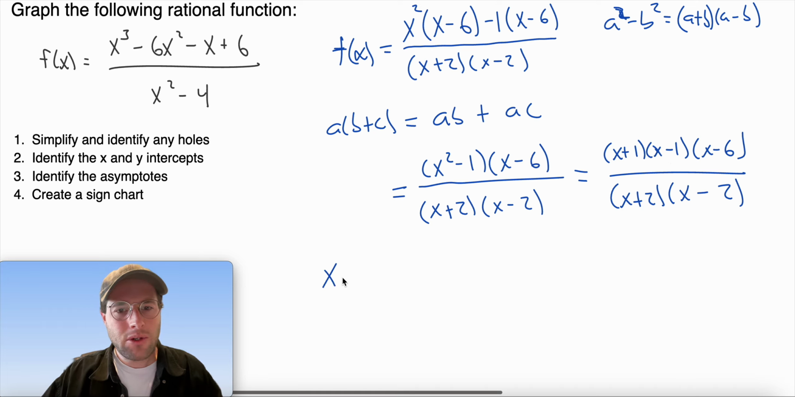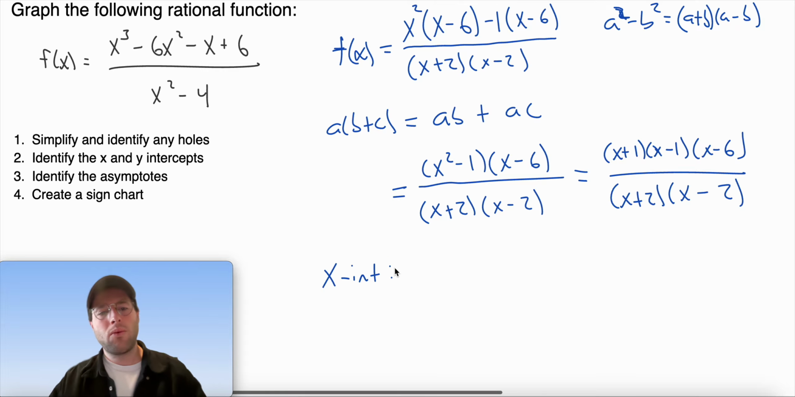Now the x-intercepts are going to occur when y equals 0. And so looking at the factored form right here, y will equal 0, or f of x will equal 0, when our numerator is equal to 0. And in order for that to be equal to 0, we need any one of these factors here to be 0. And so if we have an x value of, say, negative 1, 1, or 6, we will get the numerator to be 0.